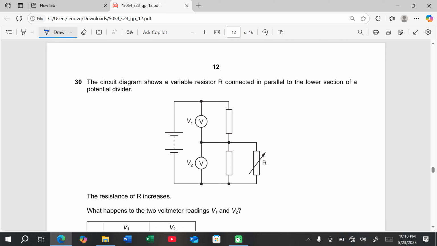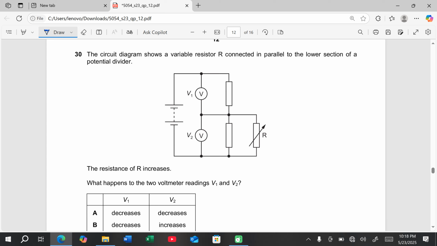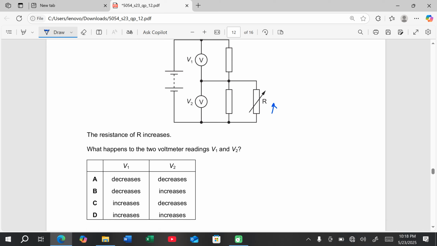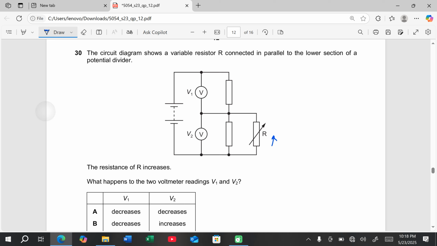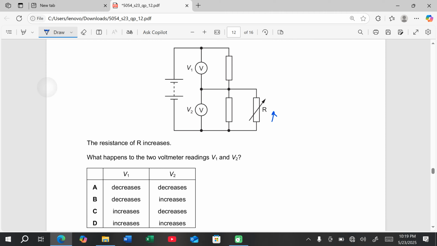The diagram shows how the variable resistor R connects in parallel to the lower section of the potential divider. The resistance of R increases. What happens to the two voltmeter readings V1 and V2? Since the resistance of the variable resistor is increasing and it is in parallel, the voltage across it should also increase, and the voltage across the fixed resistor should decrease. So that should be B.